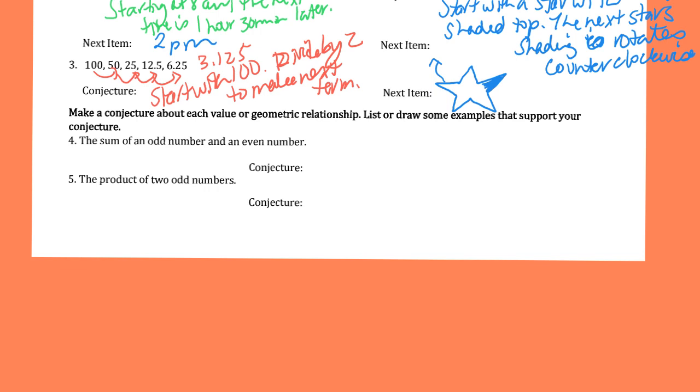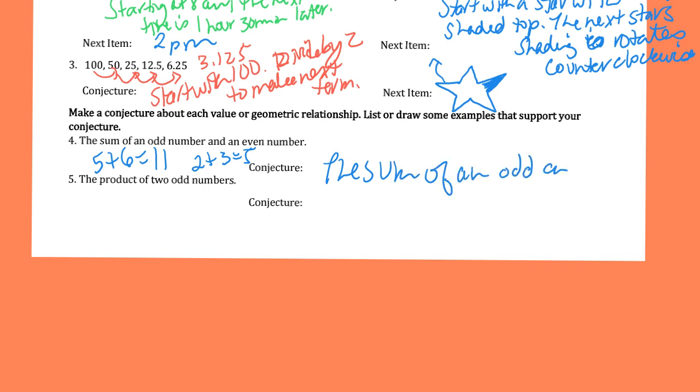And so the sum of an odd number and an even number, well, try it. Take an odd number plus an even number. So you could do 5 plus 6. Okay, I get 11. All right, try it again. Try 2 plus 3. Okay, that's 5. Oh, I've noticed that as I add an odd and even number together, I'm getting an odd number. So what could you say is your conjecture? The sum of an odd and even number is odd. Okay, so absolutely you can say that.